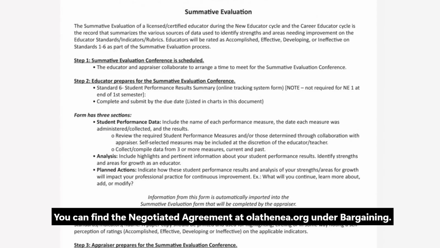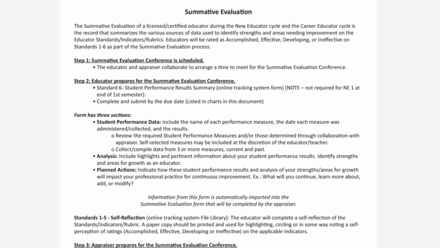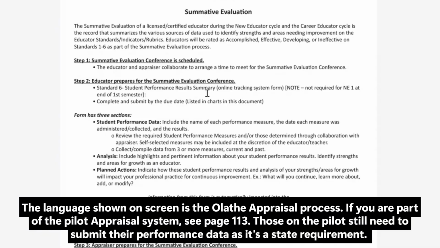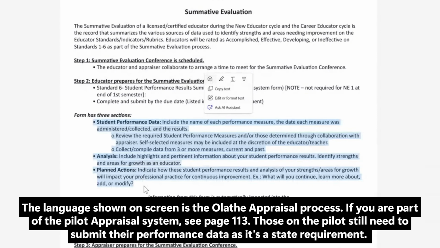The purpose of this video is to help you understand what is expected of Standard 6. Standard 6 was added to the Olathe appraisal system a few years ago when the state of Kansas added a requirement that student performance data measures must be part of the appraisal system. So you will notice that on page 104 in Appendix C of the negotiated agreement, it is outlined right here what is included in Standard 6.